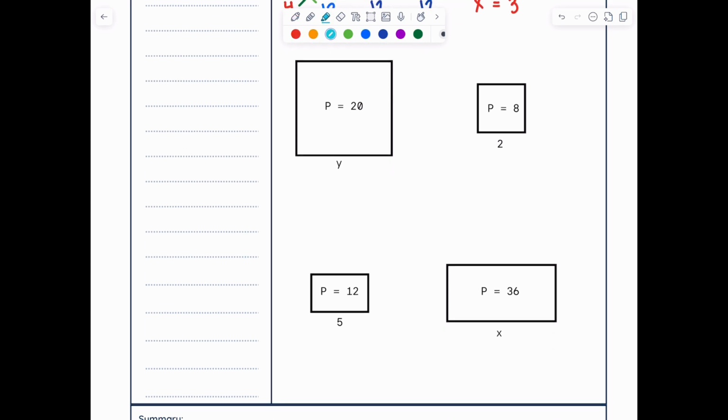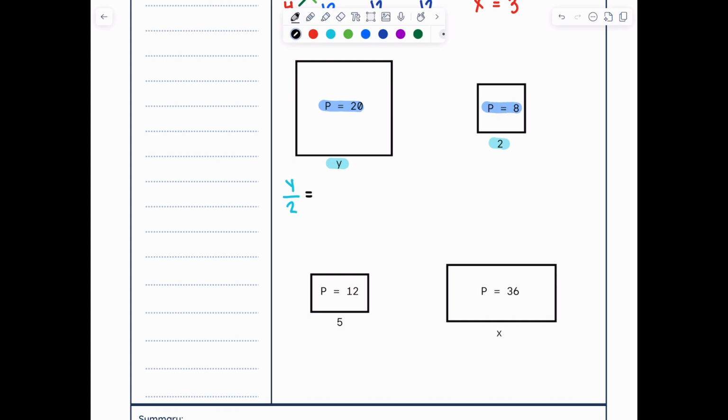So let's keep going. Here we've got a square. This time, the 2 side lengths that we're looking at are y and positive 2. If I'm going to write these as a fraction, I'm going to write y over 2. You could write it as 2 over y if you prefer. It doesn't really matter. The second part of this proportion then has to be the perimeters.